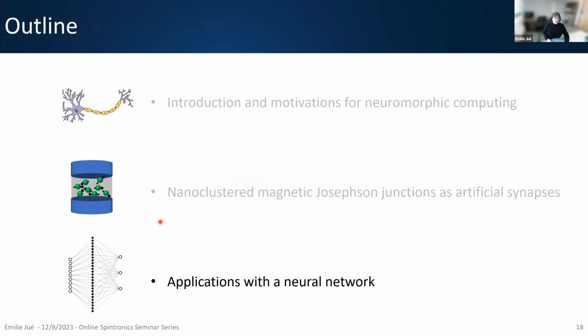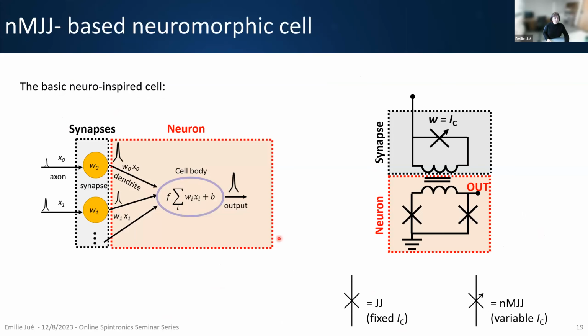Okay, so that concludes the part on the device properties. Now I want to show how we can include this device within a neural network for neuromorphic applications. For that, we need to build a basic neuromorphic cell, which includes synapses and neurons. And we do that by building circuits that include some normal Josephson junctions, which means with a fixed critical current, and some nanoclustered magnetic Josephson junctions with a variable critical current. Here the variability of the device is indicated by this little arrow.